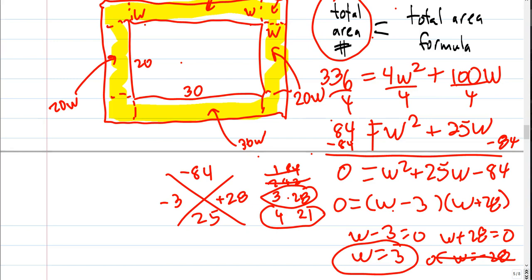If this was 3, 3 times 3 would be an area of 9, 9, 9, 9. This would be 20 by 3, 60, 60, 30 by 3, 90, 90. Adding those up, 90, 180, 240, 300, 309, 318, 327, 336. It adds up to that total area if the border is 3 feet.